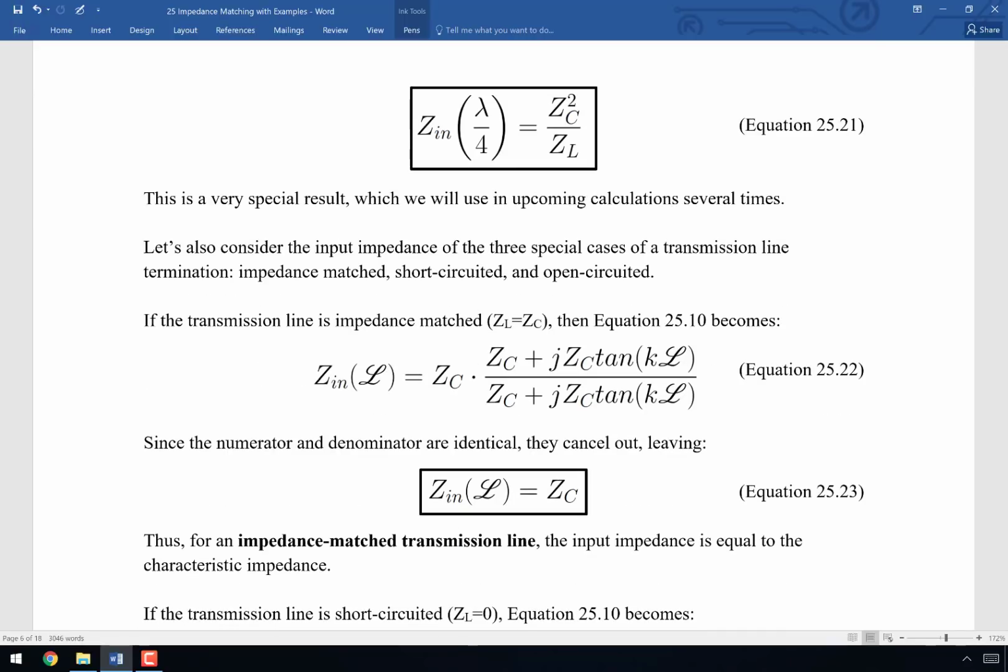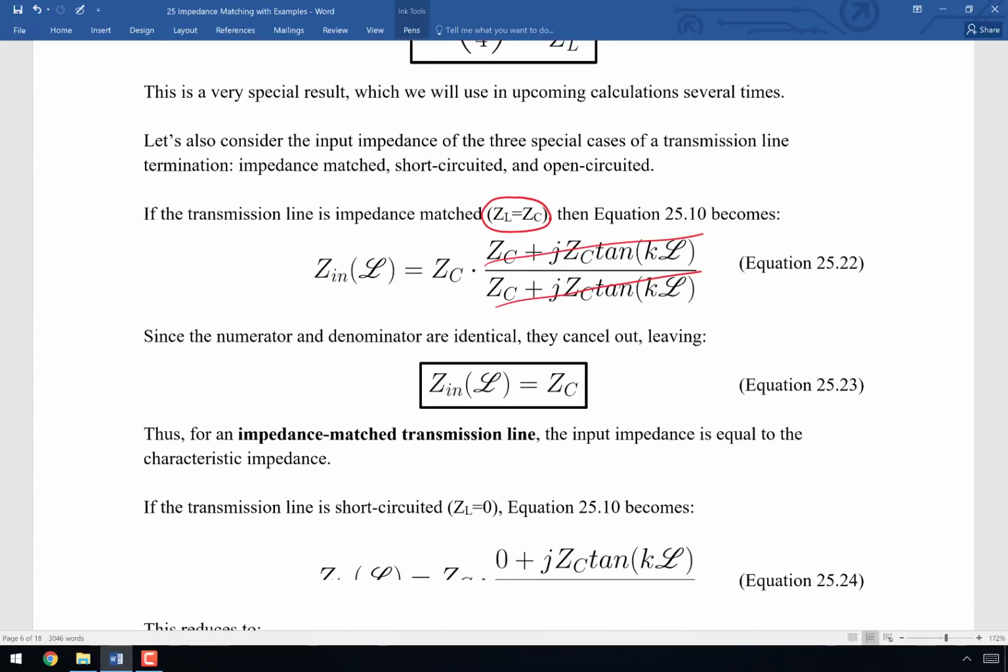What happens if the transmission line is matched? If the impedance of the load is equal to the impedance of the line, then we can plug in z sub C for z sub L, and the numerator and denominator of this fraction are equal to each other. So they cancel each other out, and we're just left with the impedance of the line is equal to z sub C. So take a minute and just consider what that means.